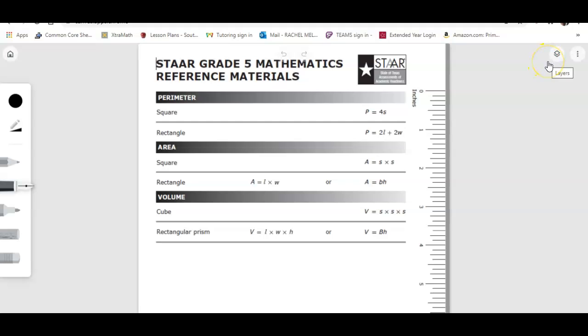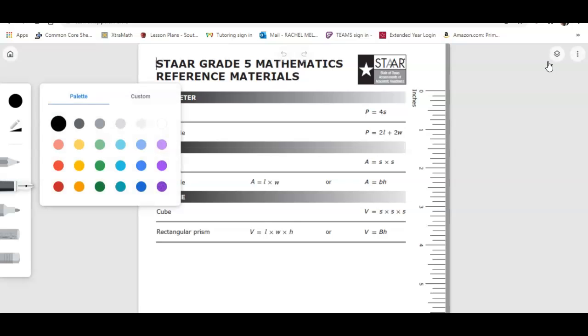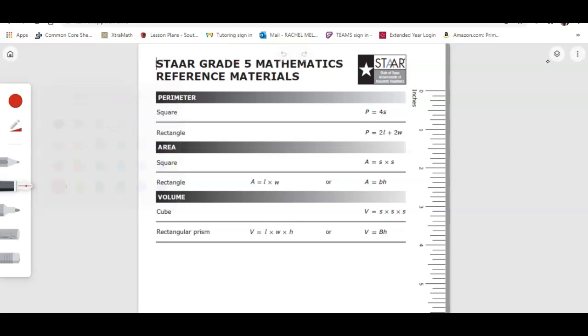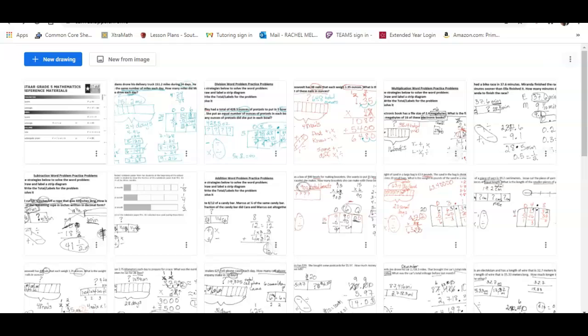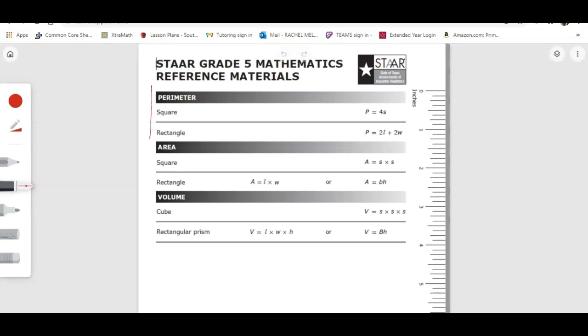So I want to point out here that we have several formulas. You do not need to memorize these formulas because they're always going to be given to you on the charts. Okay, so right here we have perimeter. Okay, this is what we're going to be dealing with today.